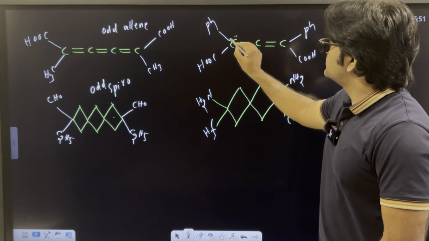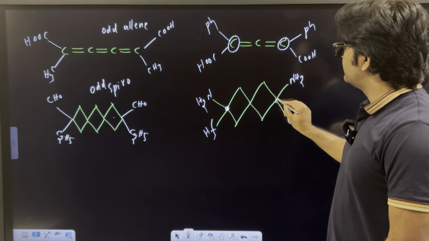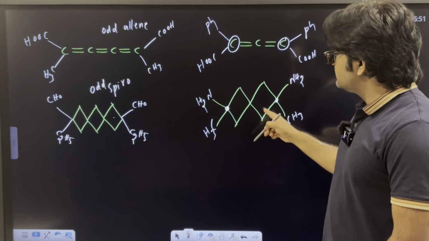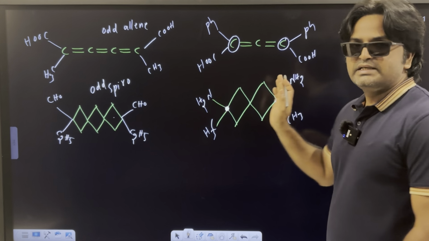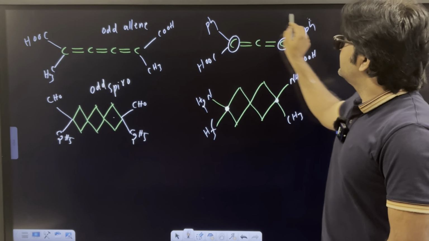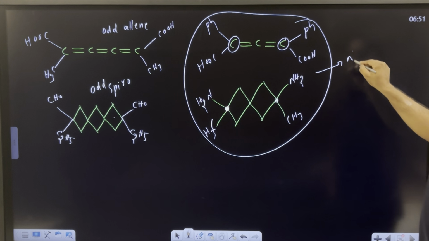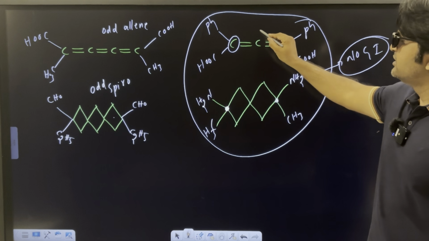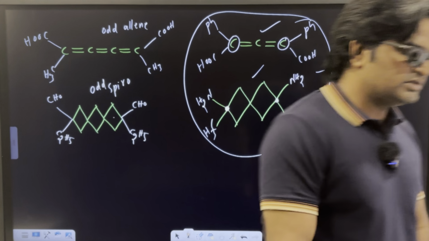Whatever the substitution given on other carbon atoms, or even if we are not giving substitution on those carbon atoms and the substitution is given only at the extreme left and extreme right, no geometrical isomerism is observed in even systems, even allene and even spiro compound.